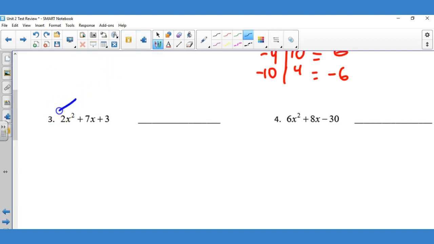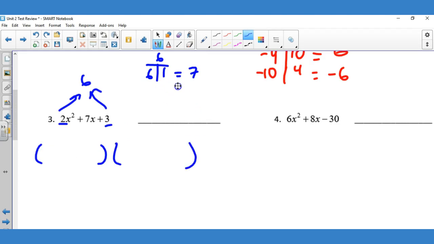Okay. Right here, we're going to multiply our leading coefficient and our constant, 2 times 3, and that's going to give us 6. So now we're going to say what factors of 6 will add to give me 7. So there's 6 and 1. 6 plus 1 is 7. 6 times 1 is 6. But we need 7x, which means we need 6x and 1x, okay? 6x and 1x.